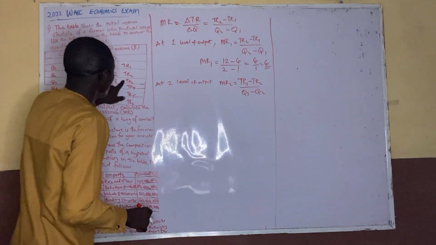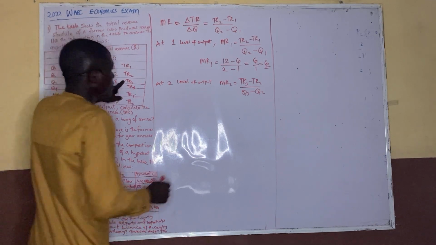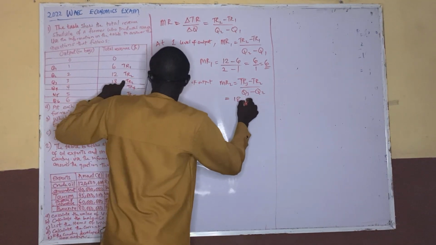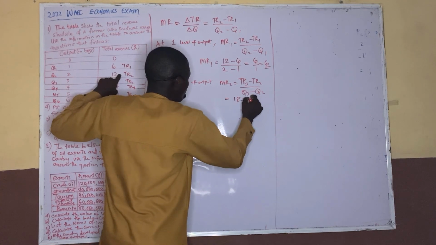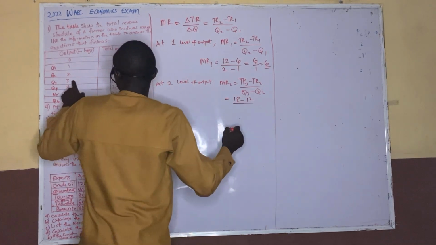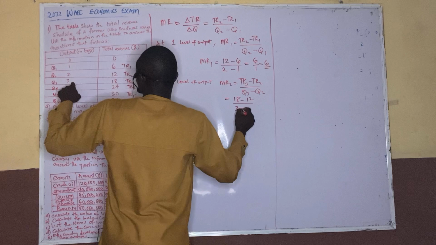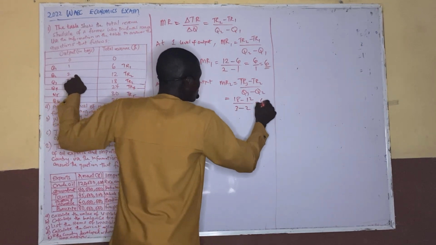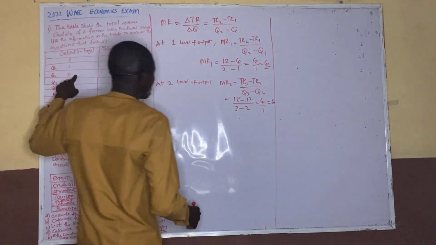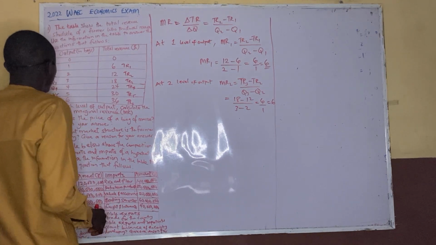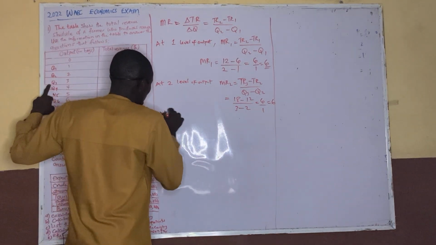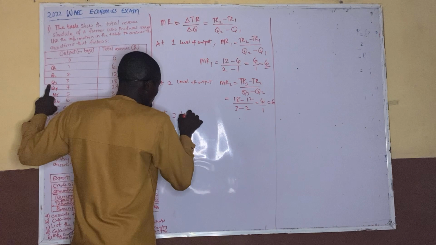So our TR3 is 18. So we have 18 minus TR2, which is 12, all over Q3, which is 3, minus Q2, which is 2. So this is 6 over 1, which is also 6. So now I've got the third level of output.